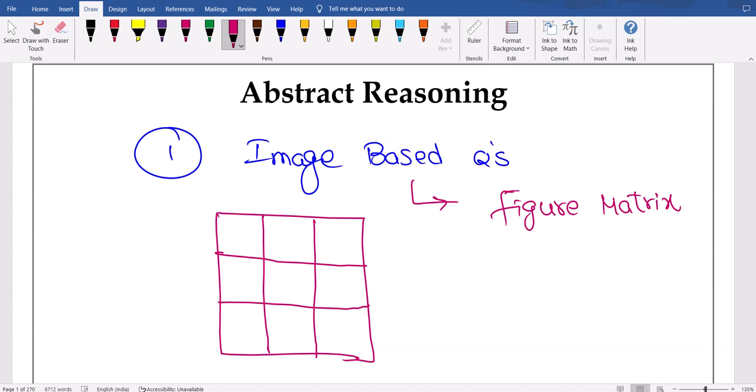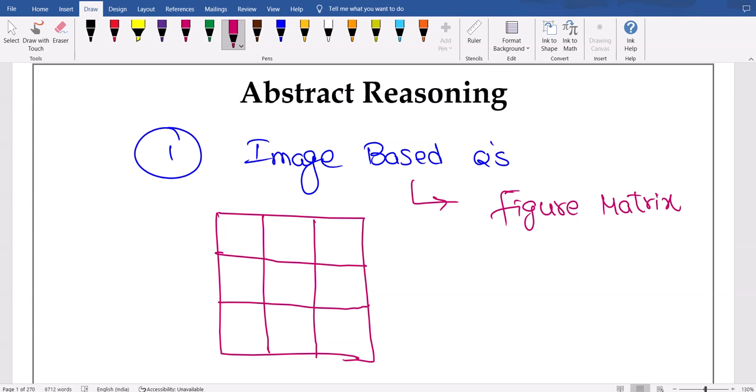If it is co-cubes, they'll ask mirror image, water image, analogy concept: the first 2 diagrams, how they're related, what about the next two; or 4 diagrams are given, what is the fifth diagram. Okay, paper cutting, paper folding, all that stuff will be given in other platforms. But if the platform for the exam is Mettl, they're asking only figure matrix.